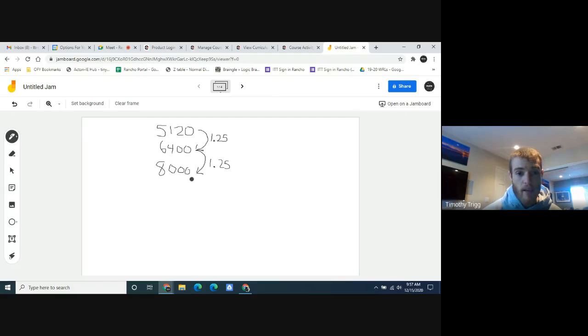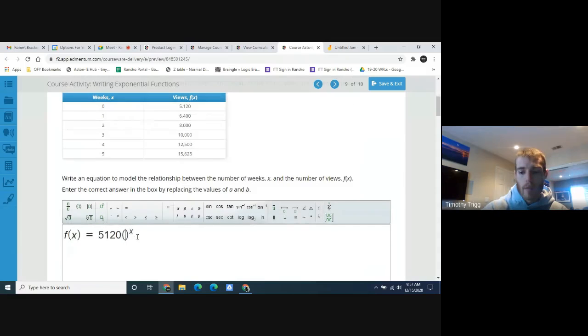And again, to find that, you would just take the one term divided by this term, should give you that. Or this divided by this should give you that. It should be the same throughout. And that's one of the keys with an exponential growth or decay. It should be multiplied by the same amount each time. So in our case, that b is 1.25.